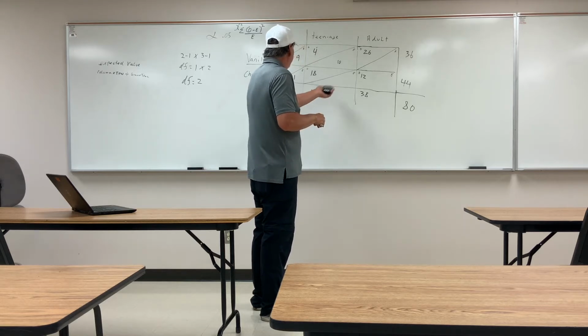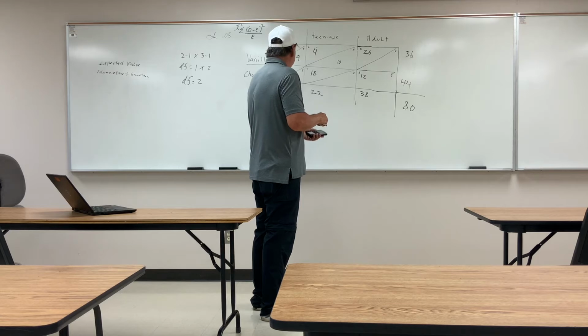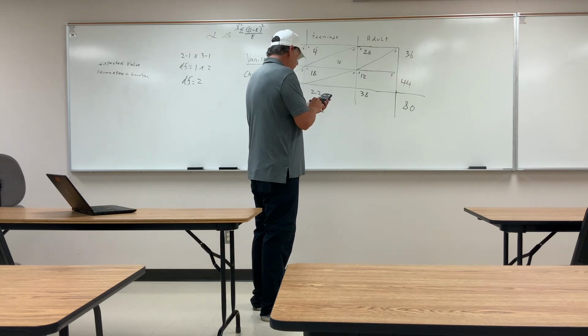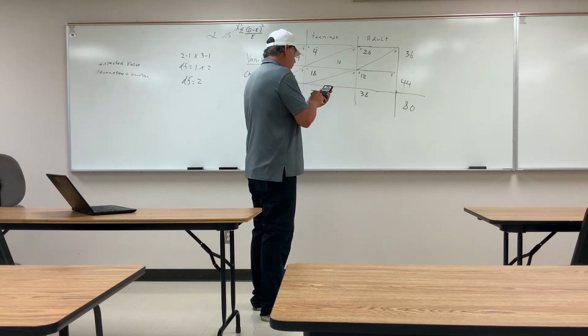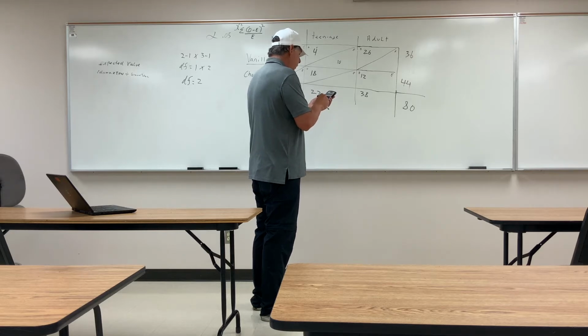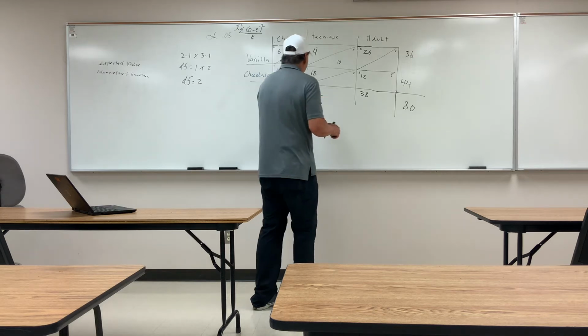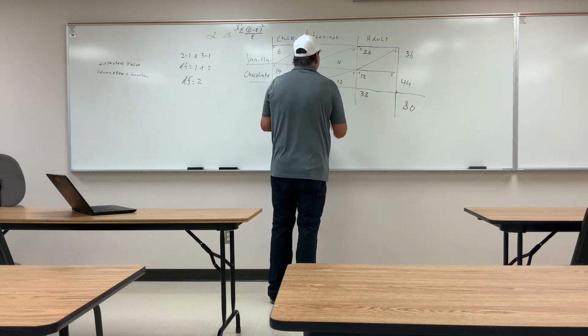Do the same thing for the chocolate category. I got 22 teenagers. I'm going to multiply that by the people who like chocolate, which is 44. That gives me 968, and I'm going to divide that by 80, the grand total, and I get 12.1, or I'll round that to 12.